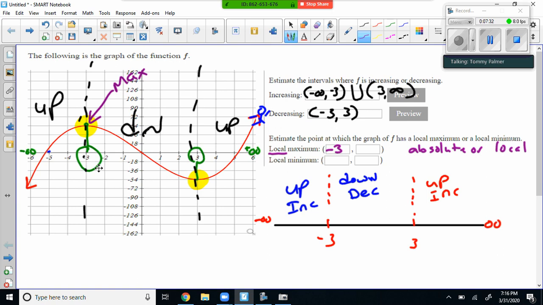Not -3, 4. It's 54, right? -3, 54. Yeah, it's a point. Yeah, that's correct. So ordered pair. Yeah, and then this one here would be a minimum, right?